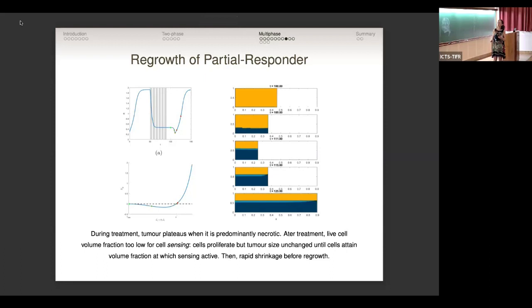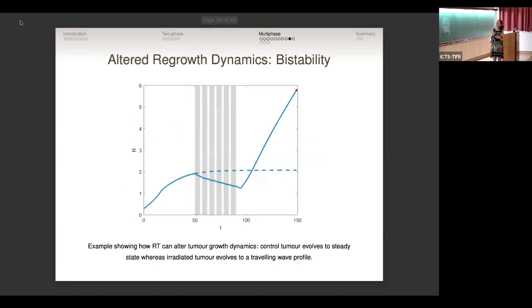Okay. We can also do various other things. We can follow and work out time to regrowth of different subtypes. I guess it's all fairly obvious. I think more interesting is what the consequences of radiotherapy are on the post-treatment dynamics. So in this case, we have a tumour. If we left it untreated, then it would follow the dashed line. We start radiotherapy, and then afterwards we see it starts growing.